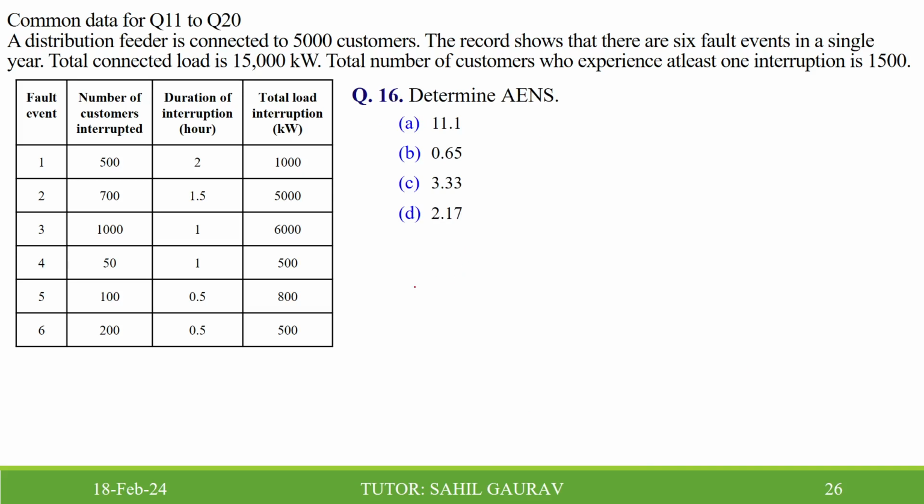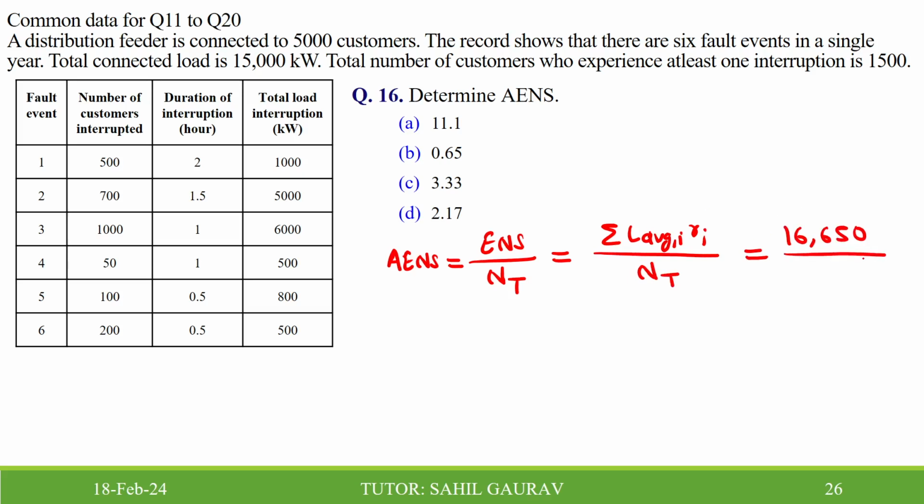Now we have to compute the average energy not supplied, with respect to customers served. So energy not supplied to the total number of customers served. We know L average i into Ri over the total number of customers served. L average Ri is 16,650 and NT is 5,000. So this will give you 3.33 kilowatt hour per customer served. If you face any doubt or anything, you can tell. See the correct answer.